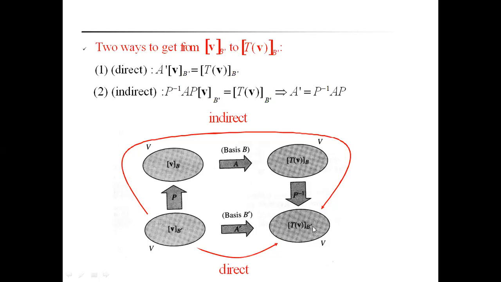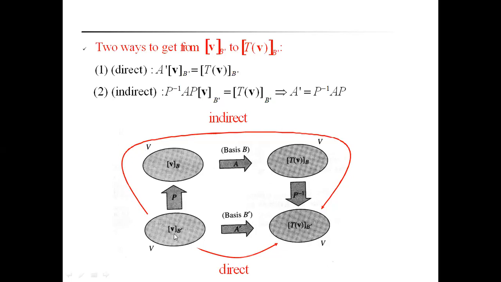Here T of V relative to the B dash. Here P inverse is the transition matrix. T of V relative to the basis B implies T of V relative to the basis B dash. This is called the direct method: V relative to B dash to T of V relative to B dash. This is called the direct method. And this is called the indirect method.